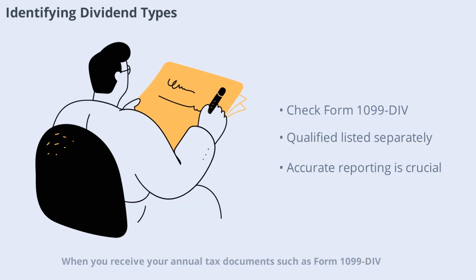Now let's discuss how you can identify which dividends are qualified and which are ordinary. You receive your annual tax documents, such as Form 1099-DIV. You'll see dividends broken down into different categories. Qualified dividends are usually listed separately from ordinary dividends. It's important to review these forms carefully to ensure you're reporting the correct amounts. If you're unsure, your brokerage or financial advisor can help clarify which dividends are qualified and which are not. Accurate reporting is key to avoiding issues with the IRS.